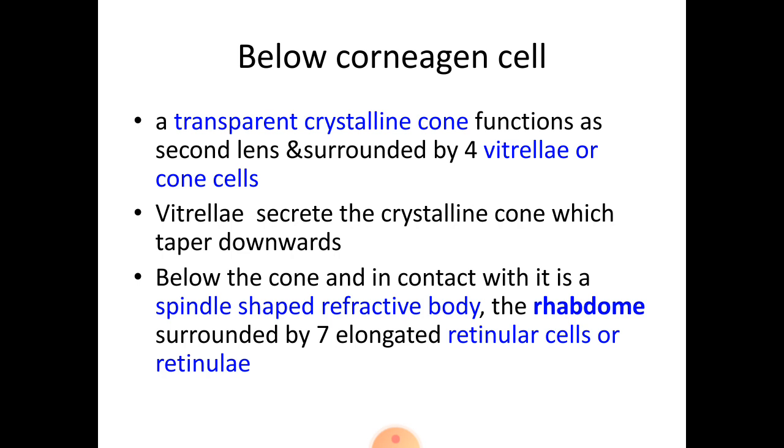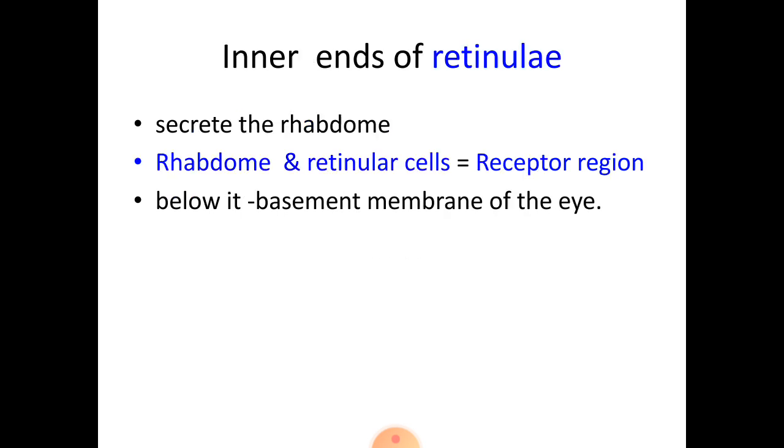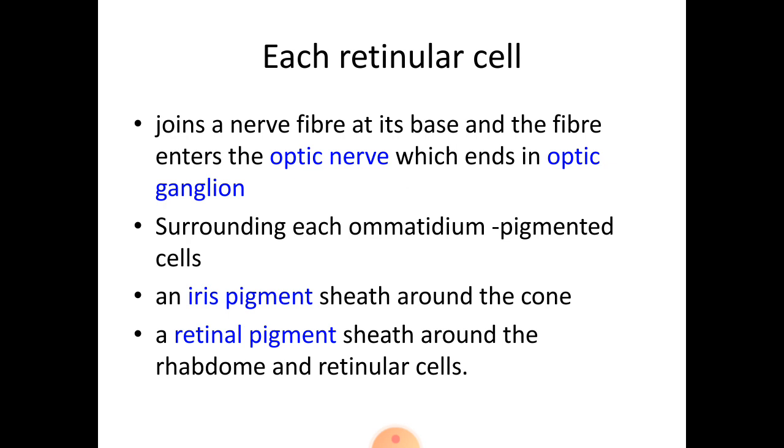Below the cone and in contact with it is a spindle-shaped refractive body called rhabdome, which is surrounded by seven elongated retinular cells or retinulae. The inner end of retinulae secrete the rhabdome. The rhabdome and retinular cells together form the receptor region. Below it there is a basement membrane of the eye. Each retinular cell joins a nerve fiber at its base, and the fiber enters the optic nerve, which ends in the optic ganglion of the brain. Surrounding each ommatidium there are pigmented cells: an iris pigment sheath around the cone and a retinal pigment sheath around the rhabdome and retinular cells.